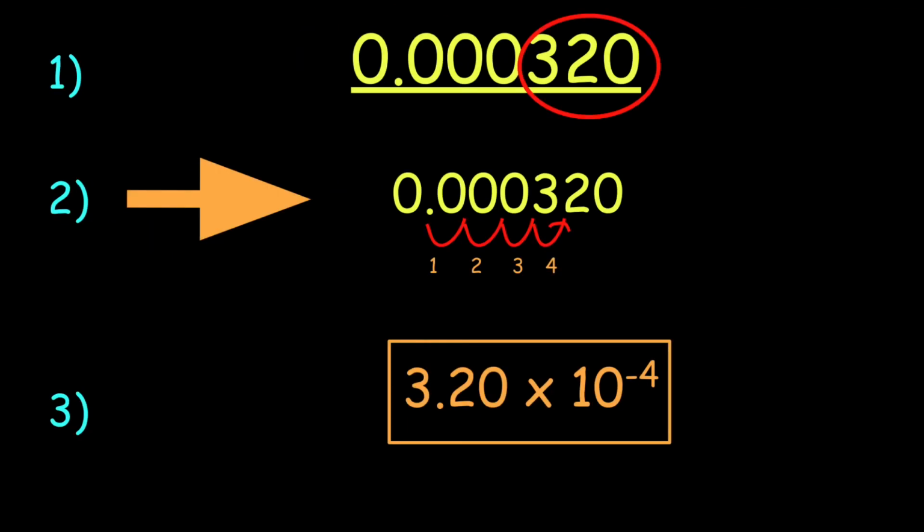This question asks for 0.000320 in scientific notation. We find that the final three digits, 3, 2, and 0, are significant, so our final answer will be reported with these three significant figures. We move the decimal 4 places to the right to create a number between 1 and 10. Finally, we report the answer as 3.20 times 10 to the negative 4th power. Remember that when we move the decimal to the right, the exponent is negative.